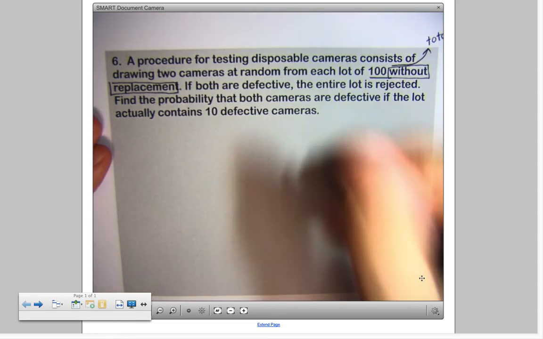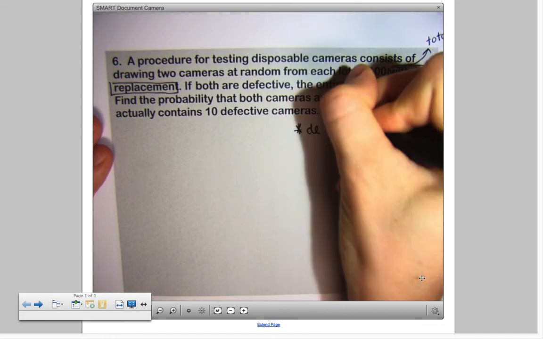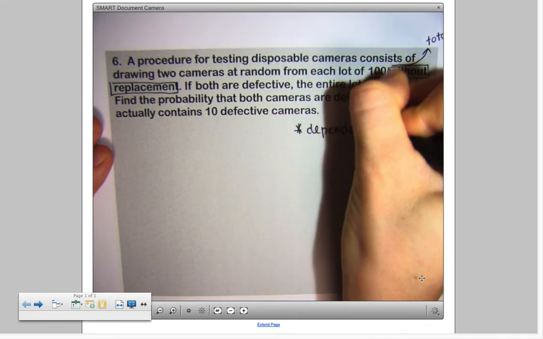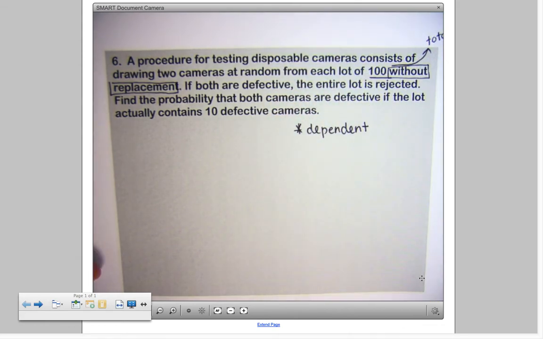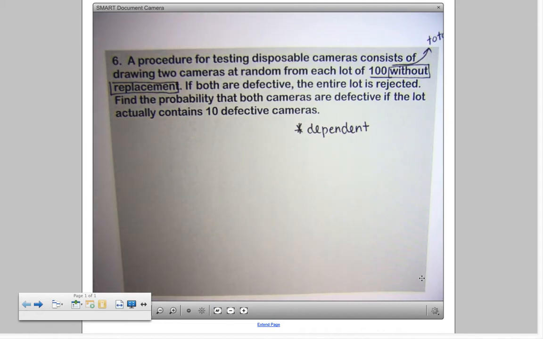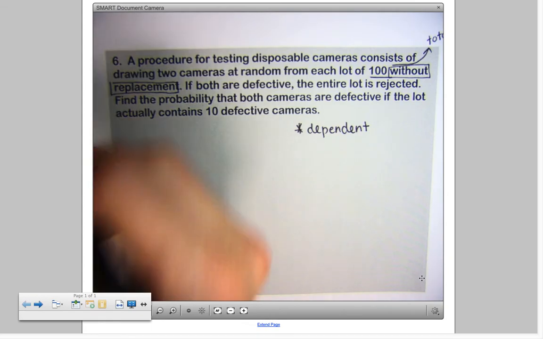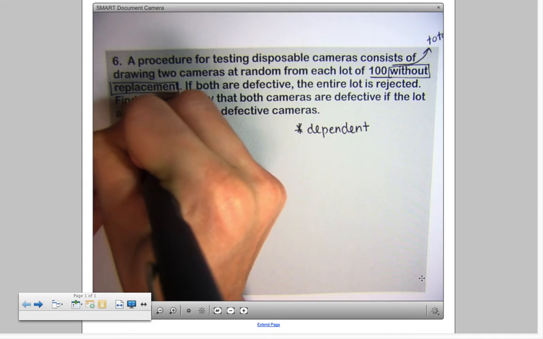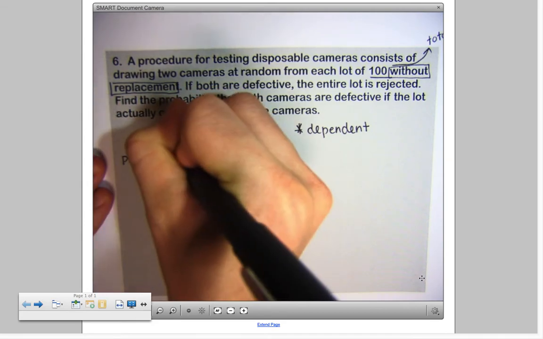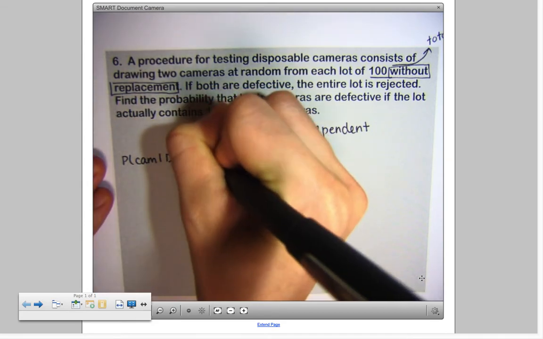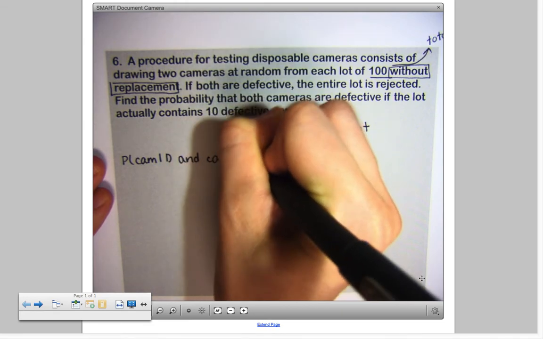Remember, without replacement, go back to the 4 we wrote down. This means that they are dependent events. Okay, so if both are defective, then the lot is rejected. Find the probability that both cameras are defective if the lot contains 10 defective cameras. So I want the probability of camera 1 being defective and camera 2 being defective.